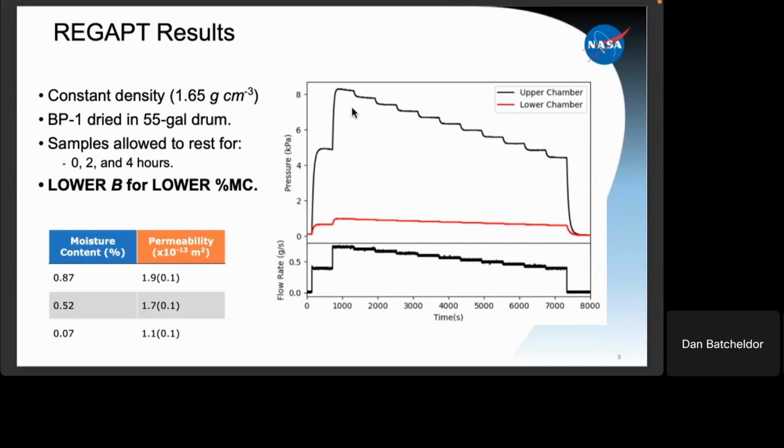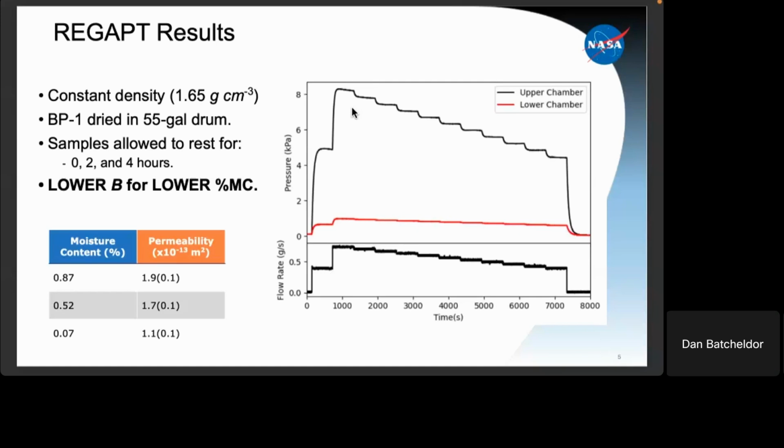And then for higher moisture contents, we removed the sample from the 55-gallon drum and allowed it to sit in the lab for 2 and 4 hours, and so during that time the moisture content increased, and to our surprise we found that the permeability increased, which was a surprise to us. We were not expecting that. So we scratched our heads as to why that might have been.